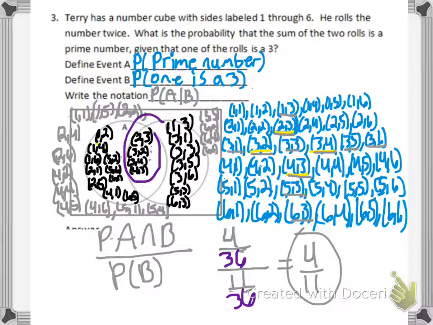Alright, so we know we have probability of A intersect B here. It's going to be 4 out of a total of 36 outcomes. And then the probability of just B is going to be 11 because we count them up: 1, 2, 3, 4, 5, 6, 7, 8, 9, 10, 11. Out of 36, cancel out the 36s, and we get 4 out of 11. Here's the probability of rolling a prime number, given that one of the rolls is a 3.